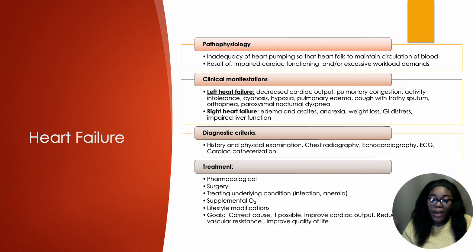So next we'll talk about heart failure, and this is the point where an individual has had so much damage to the heart that it starts to not be efficient. So this is directly related to the inadequacy of heart pumping. So the heart is not pumping well enough to maintain circulation, which affects perfusion. And it is the result of an MI. It can be the result of impaired cardiac functioning or excessive workload demands.